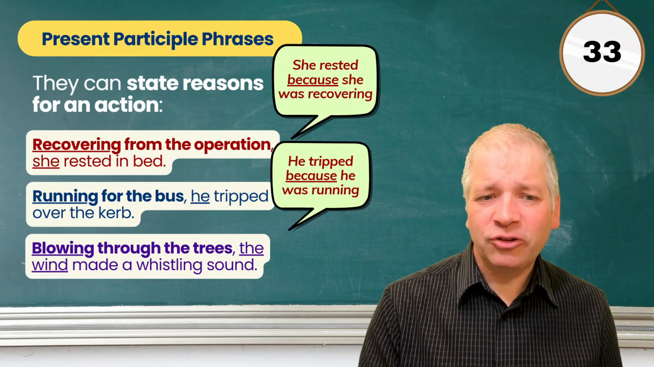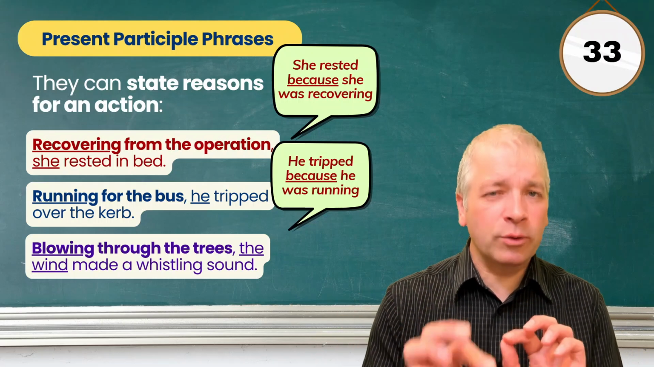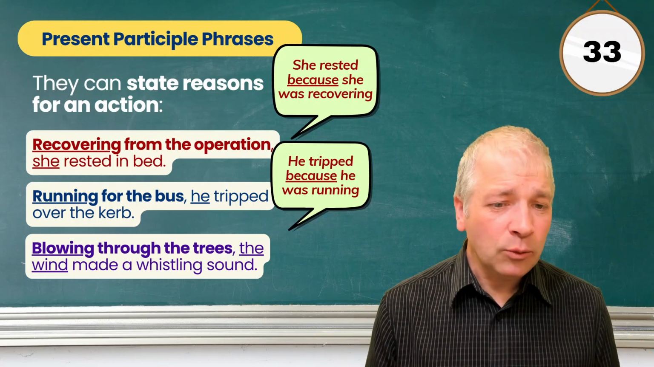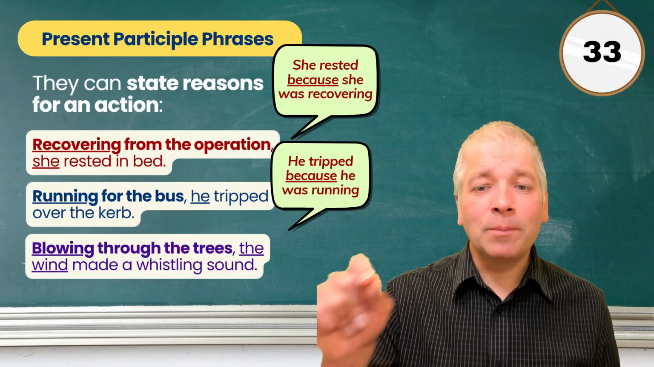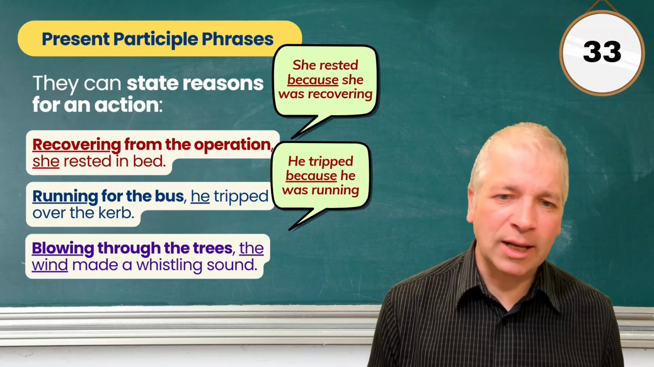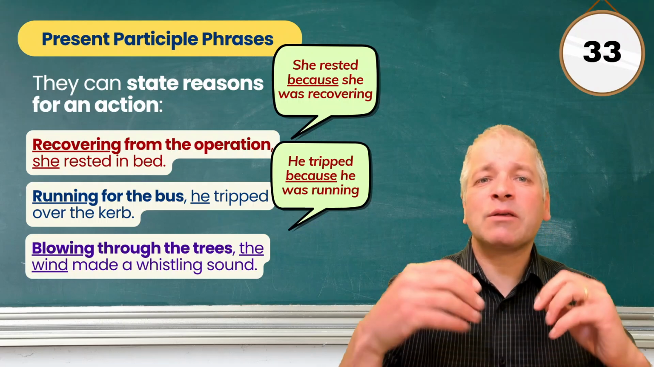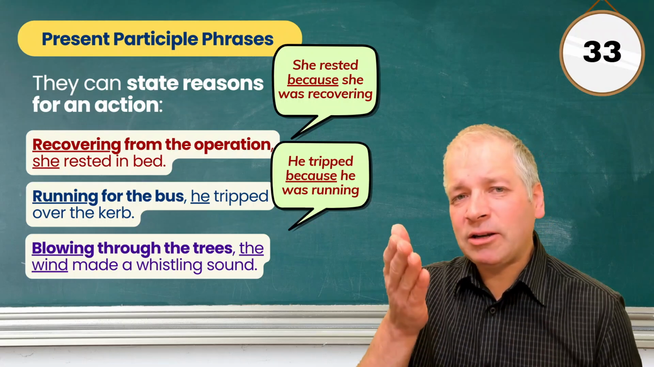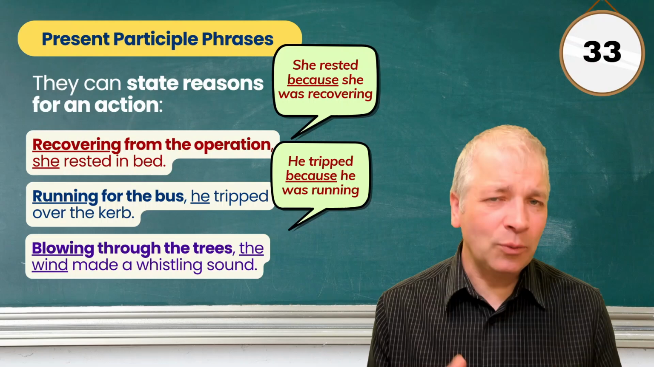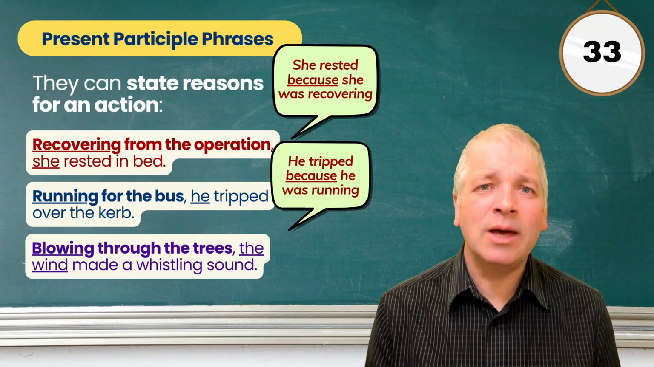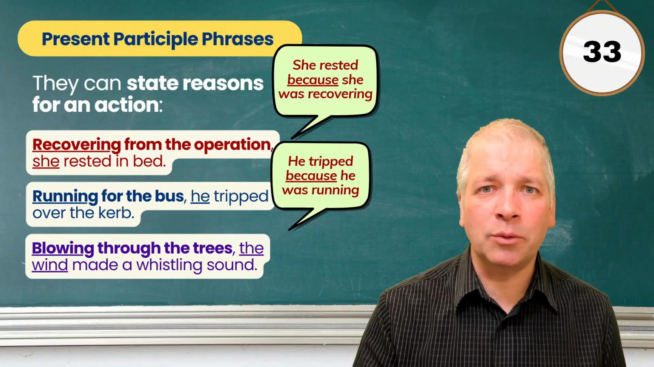Recovering from the operation, she rested in bed. Well, this means she rested because she was recovering. In the second one, running for the bus, he tripped over the curb. Well, he tripped because he was running. So by placing that present participle phrase in the same sentence, separated by the comma here, we're increasing the level of the relationship between the 2 items, and we're putting first the reason for what happened in the main clause.